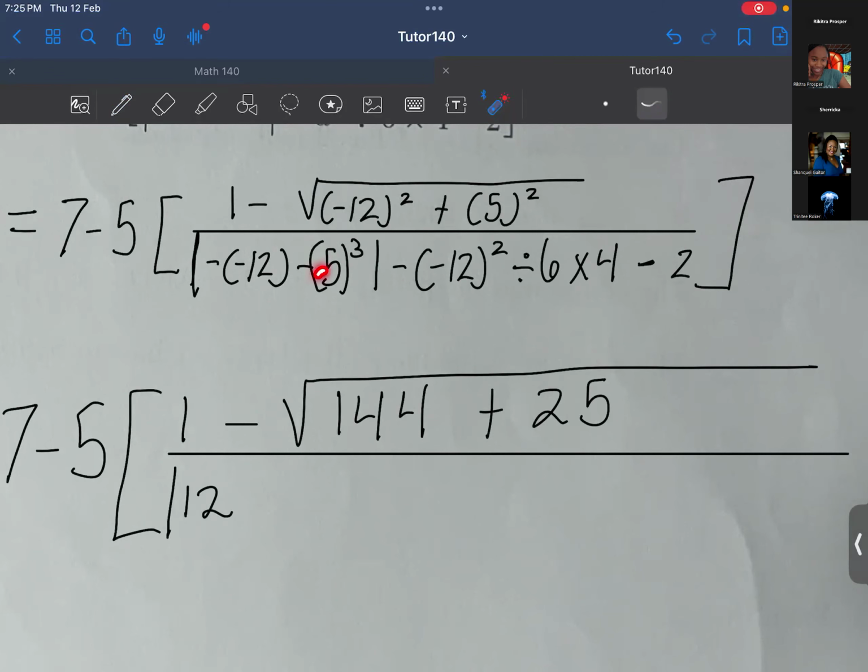And then I'm going to raise this 5 cubed. 5 cubed is 5 times 5 is 25. 25 times 5 should be 125, but always be sure to use your calculator so you don't put the wrong thing. But it is 125. So this is 12 minus 125.